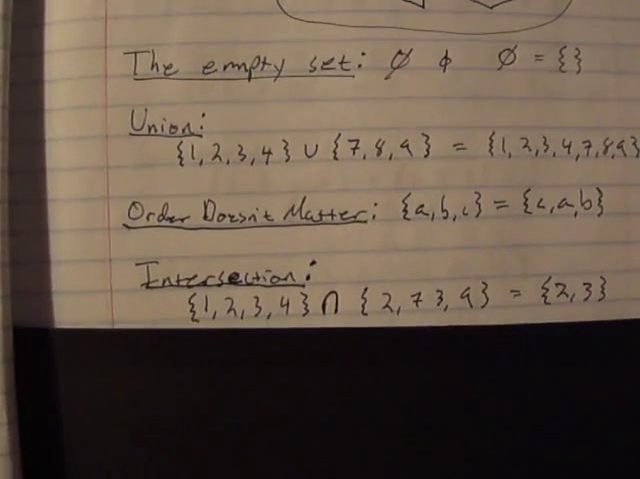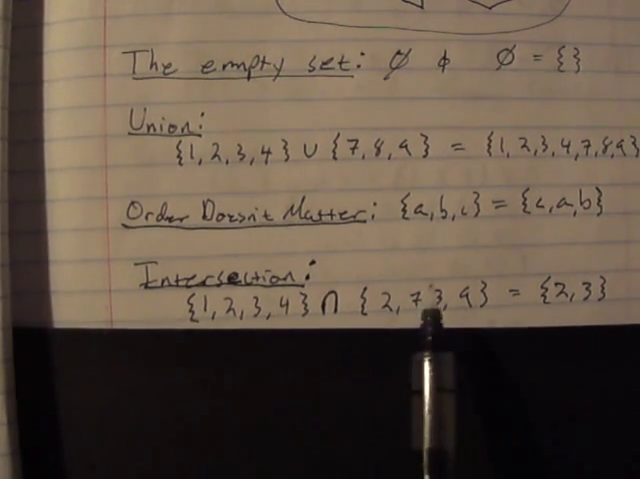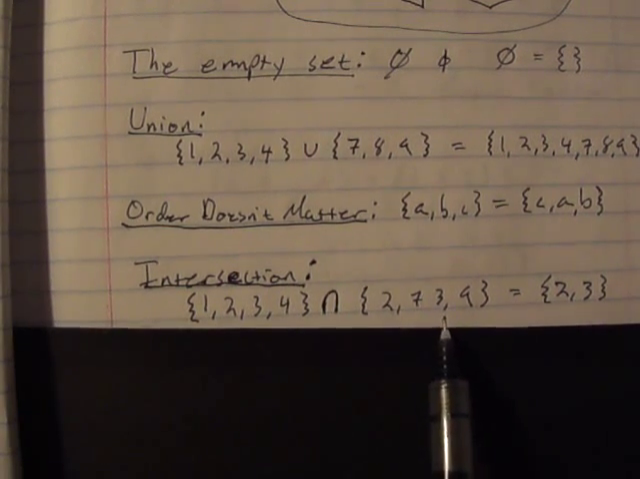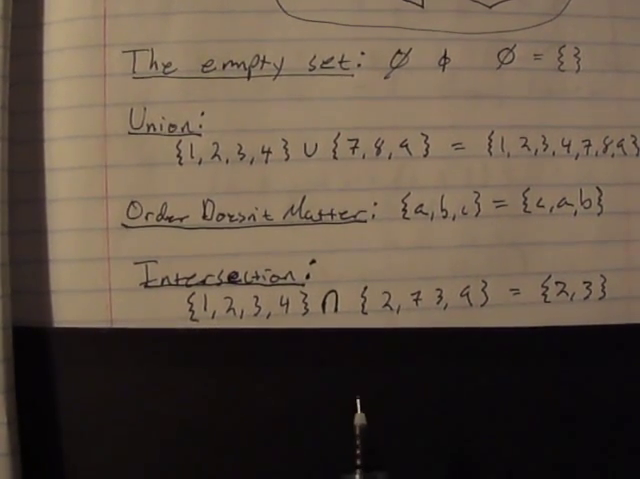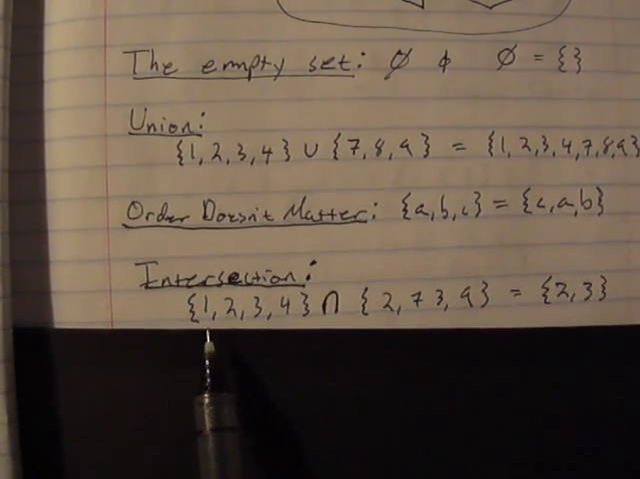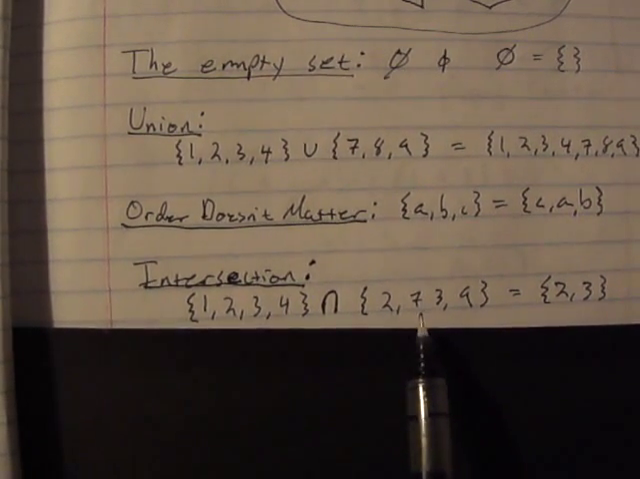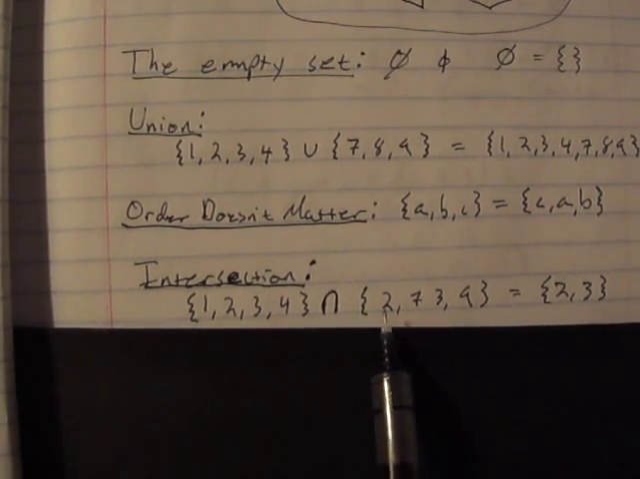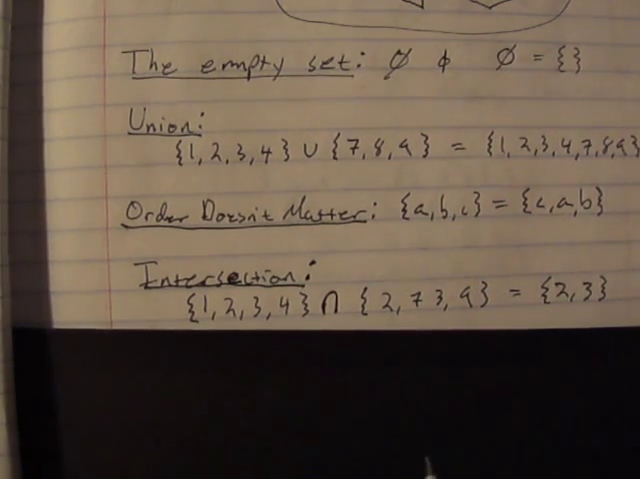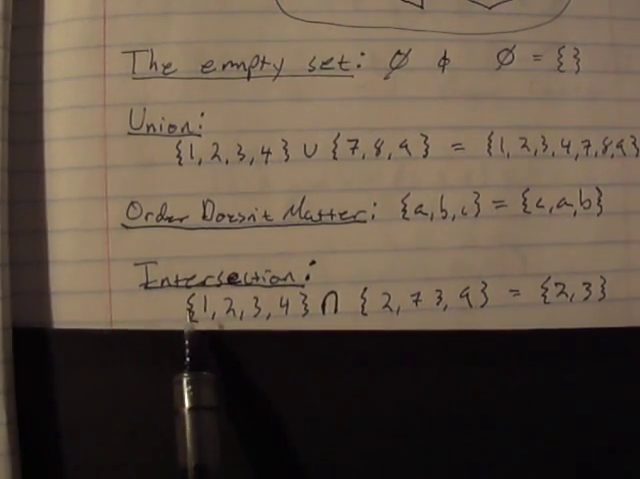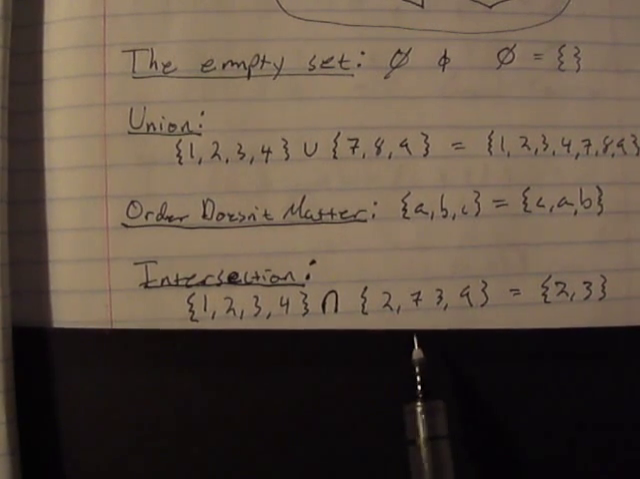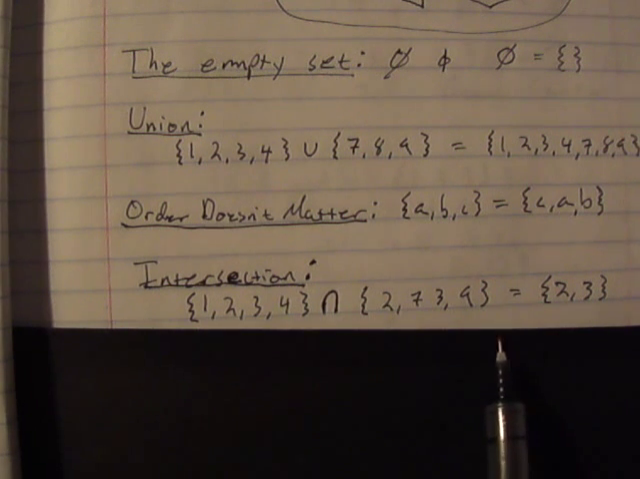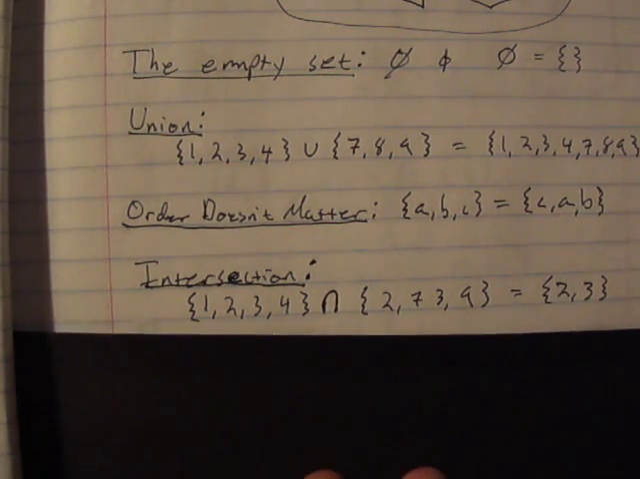Okay, the next major operation is intersection. If an element is in one set and another set, that is, if it's in both of them, then it's in the intersection. So the intersection of 1, 2, 3, 4 with 2, 7, 3, 9 is 2 and 3, because 2 and 3 are in both sets, and 1 is only in the first set, and 4 is only in the first set, and 7 is only in the second set, and 9 is only in the second set. So the intersection is everything that's in both.